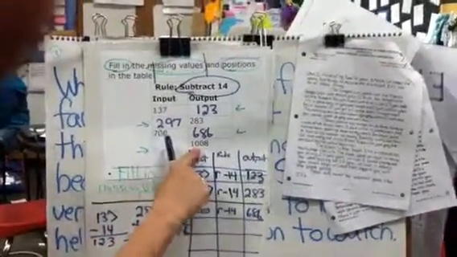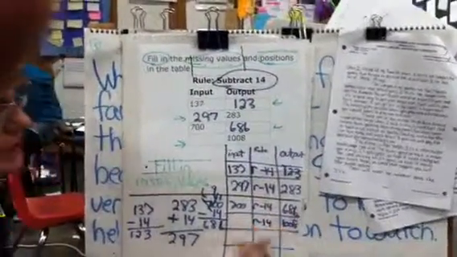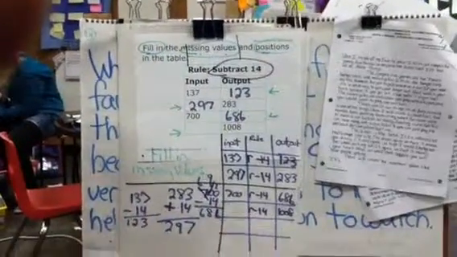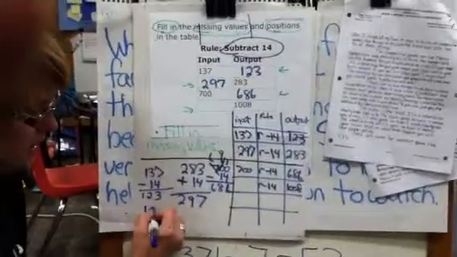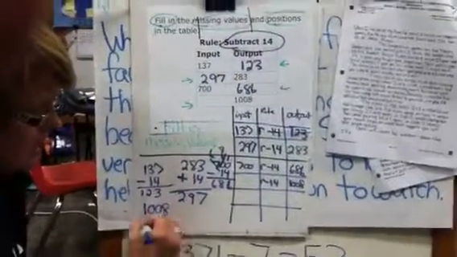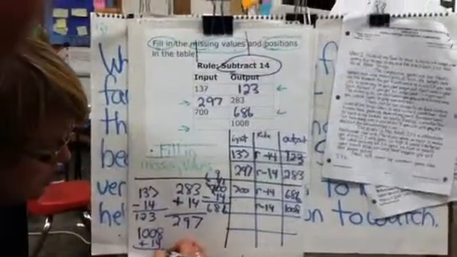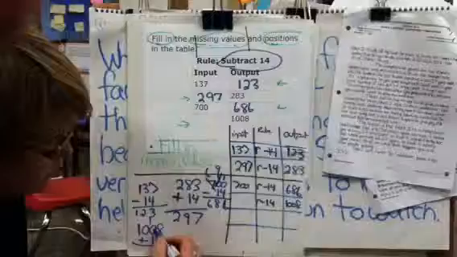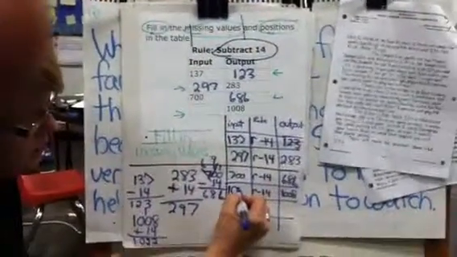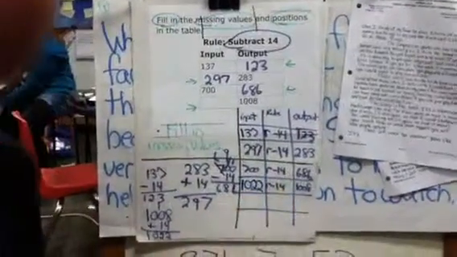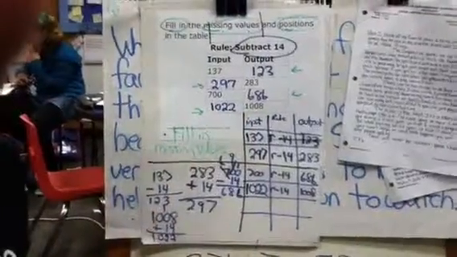In this particular instance, I know my output. I know my rule is subtract 14, but I'm looking for my input, so I got to do the opposite. So I'm going to add 14 to 1008. 8 plus 4 is 12. 1 plus 0 is 1, plus 1 is 2. So in this instance, 1022. And I'm going to go ahead and add that in my table.